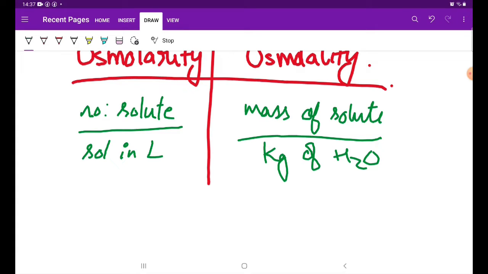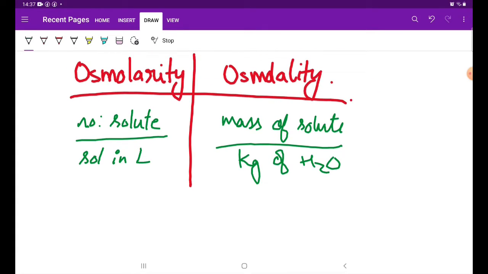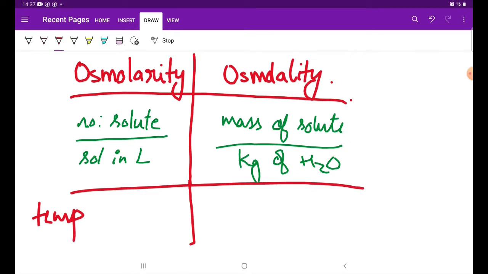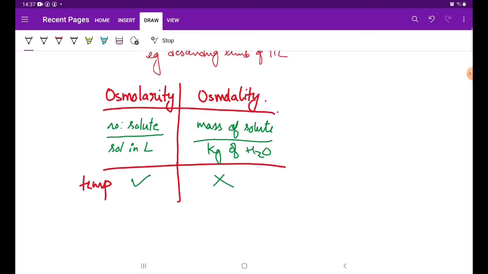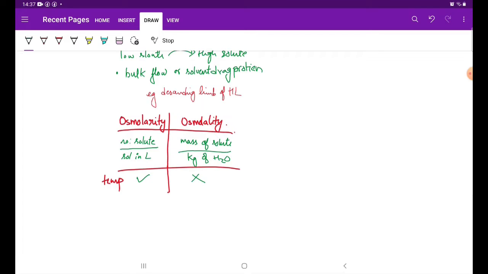Another thing you have to keep in mind is that temperature will influence osmolarity but does not influence osmolality. So this is the thing which you have to keep in mind. Okay, so we discussed osmosis.